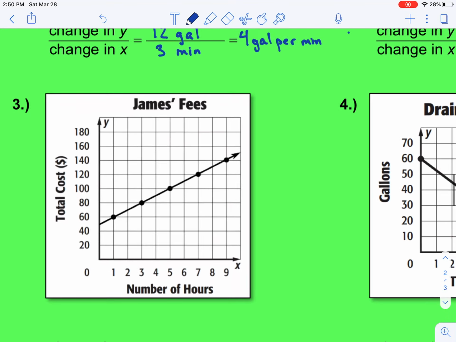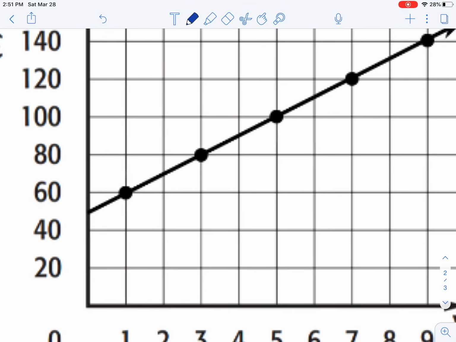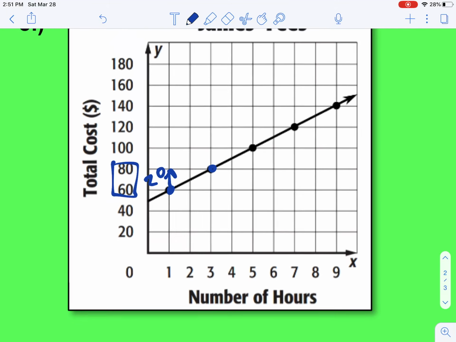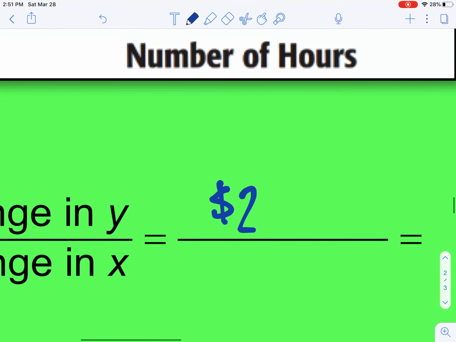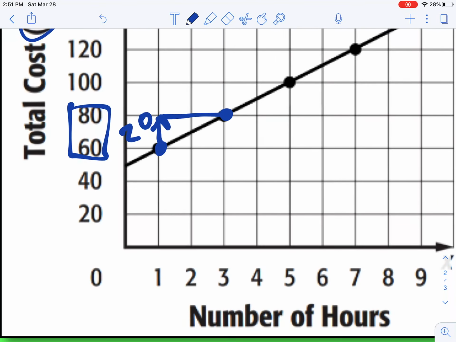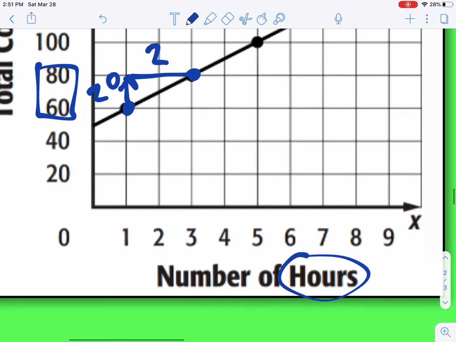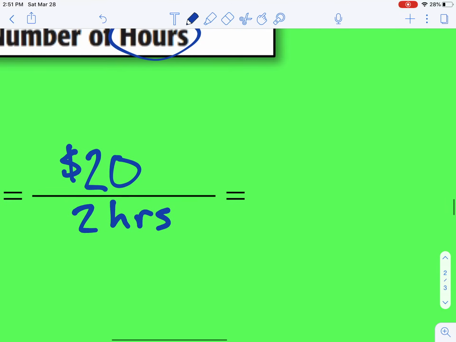Alright, number 3. So a lot of different options here that I can pick from. I have multiple points. I'm just going to pick the first 2. So my change in y, I'm going up 1 time, but if you take a look at my labels, that's actually 20. It's $20. Then my change in x, I'm going over 2 hours. Simplify by dividing. 20 divided by 2 is $10 per hour.